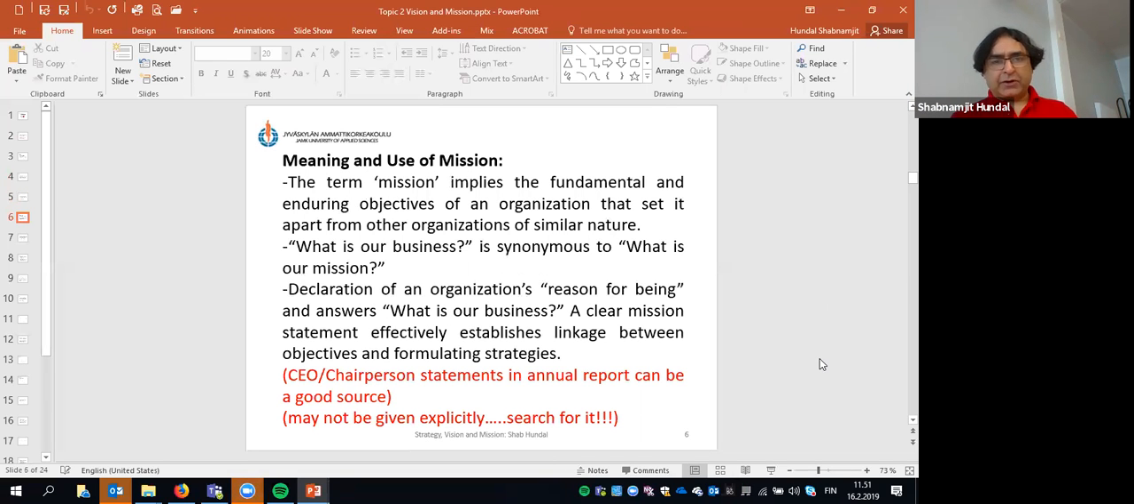Meaning and the use of the word mission. The term mission implies the fundamental and enduring objective of an organization that sets it apart from other organizations. What makes you? What is your business? Why are you different? What is the reason to be? If you ask Microsoft, why do you exist? We have Apple, so why do you exist then? What makes you different from Apple? If you ask Pepsi, why do you exist? We have Coke.